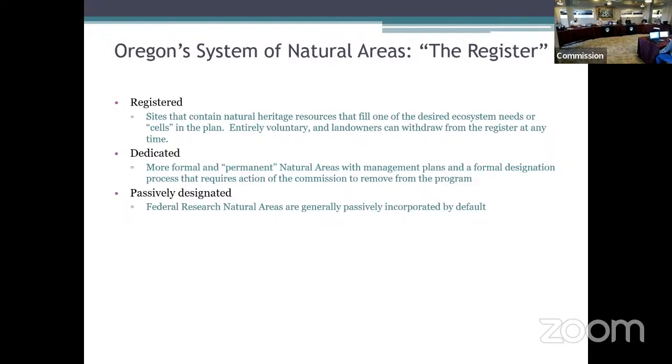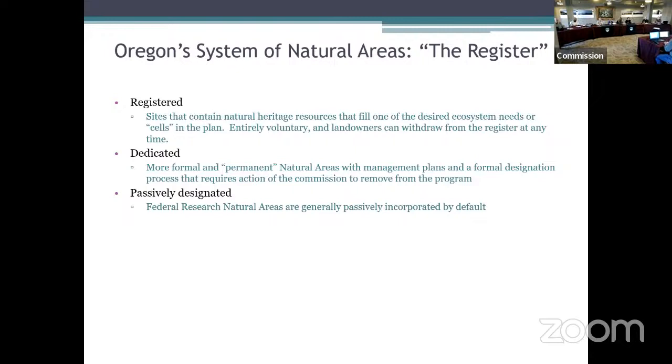Okay. So then the types of properties that are within the register include a couple of different flavors here. We've got registered sites, dedicated sites, and then sites that are passively incorporated into the program. And registered sites are voluntary and petitioned. So private landowners, NGOs, et cetera, will come to us and formerly to DSL to say, hey, I want to register my site as a natural area. It has these ecosystems or these species on it, and this is why we think it's eligible.